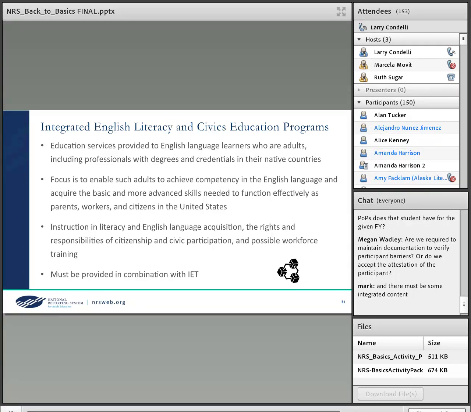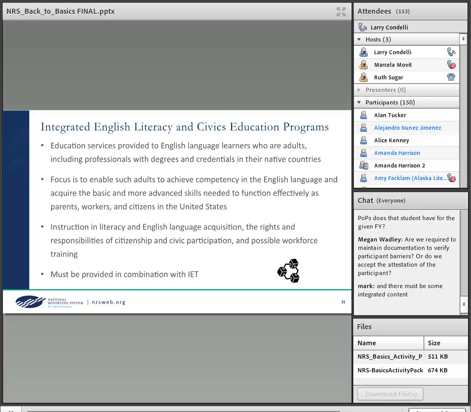And then finally, we have a program that was created under WIOA, which is Integrated English Literacy and Civics Education, IELCE. And these are services for English language learners and can include adults with advanced degrees and credentials. They focus on both providing English language instruction, workforce skills, and IET instruction within the program.